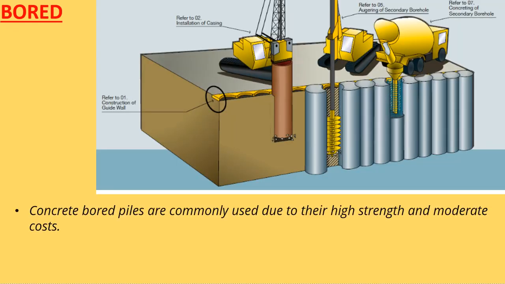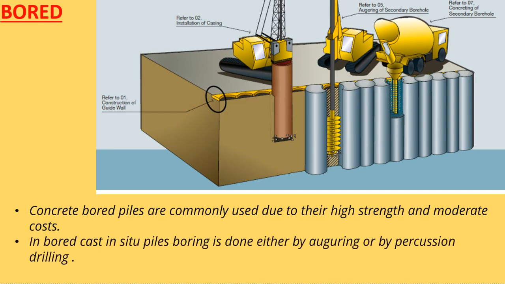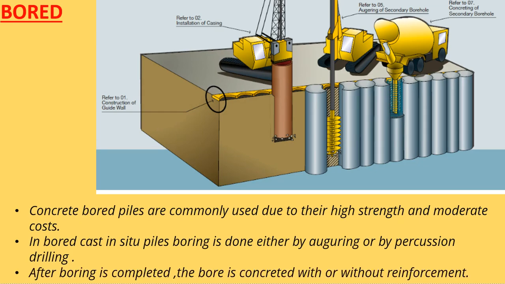Bored piles. Concrete bored piles are commonly used due to their high strength and moderate cost. In bored cast in situ piles, boring is done either by augering or by percussion drilling. After boring is completed, the bore is concreted with or without reinforcement.